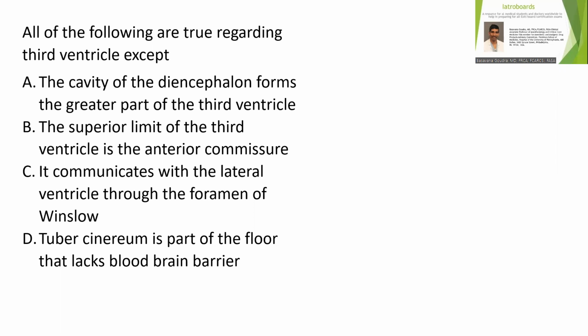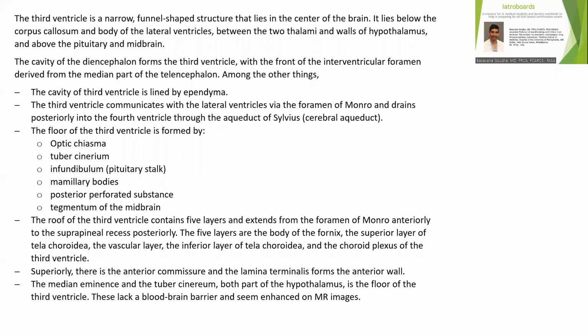Tuber cinereum is part of the floor that lacks blood-brain barrier. Third ventricle is a narrow funnel-shaped structure that lies in the center of the brain. It lies below the corpus callosum and body of the lateral ventricles, between the two thalami and walls of the hypothalamus, and above the pituitary and midbrain.